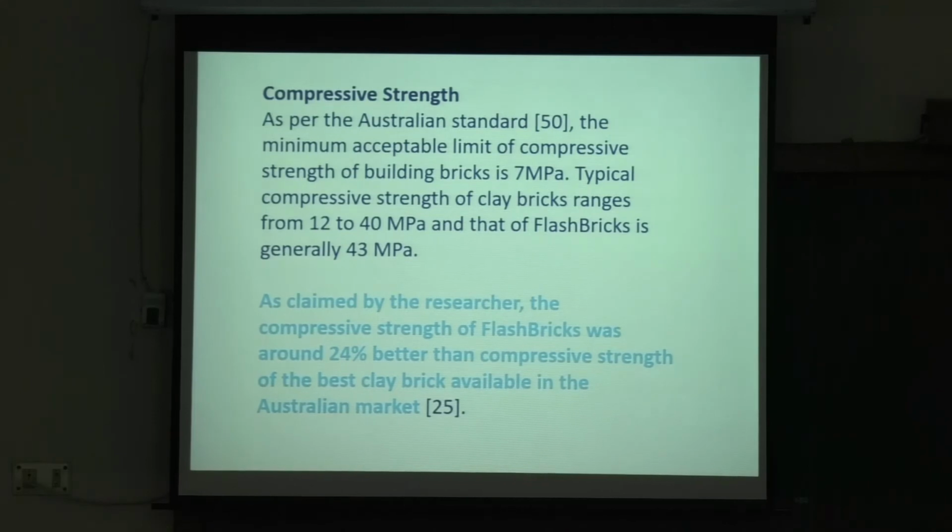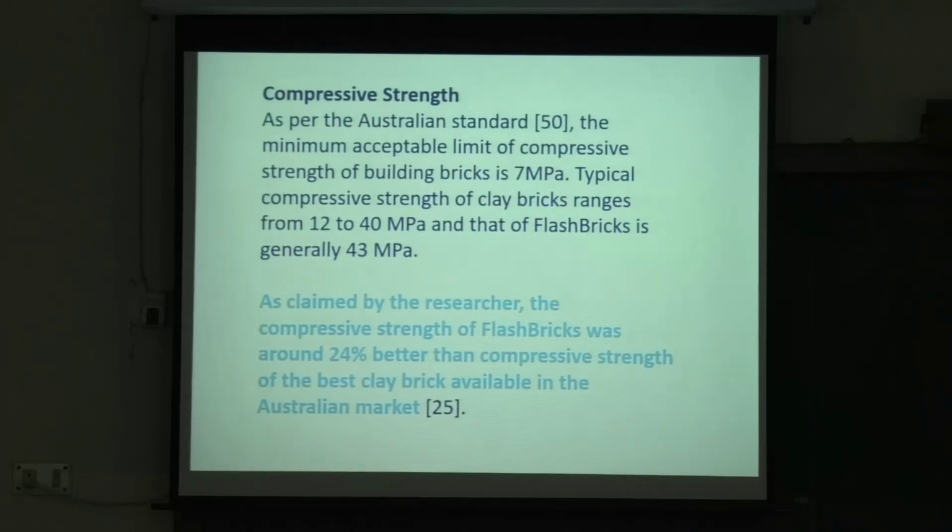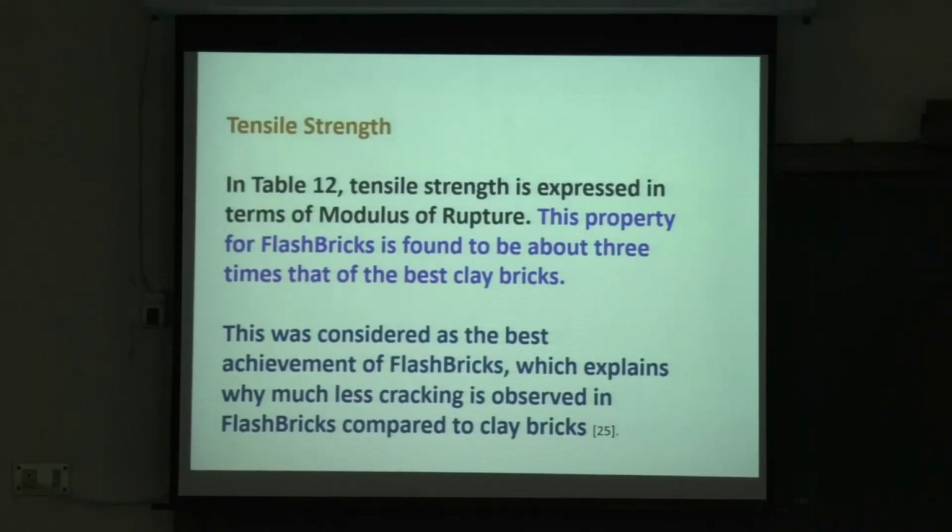Compressive strength, as per the Australian standard, the minimum acceptable limit of compressive strength for building bricks is 7 MPa. Typical compressive strength of clay bricks ranges from 12 to 40 MPa, and that of fly ash bricks is about 43 MPa. So that's fantastic. As claimed by the researcher, the compressive strength of fly ash bricks is about 24% better than the compressive strength of the best clay brick available in the Australian market. So that's how they had to prove.